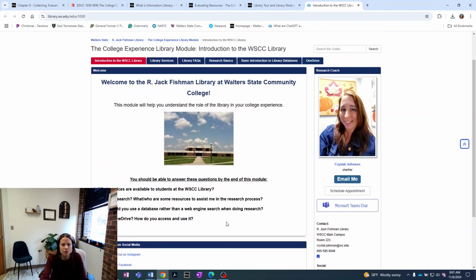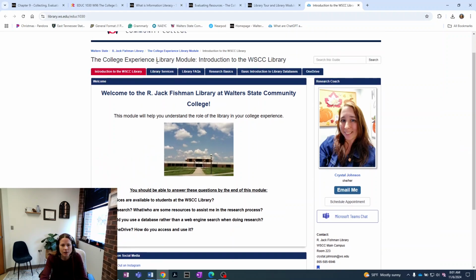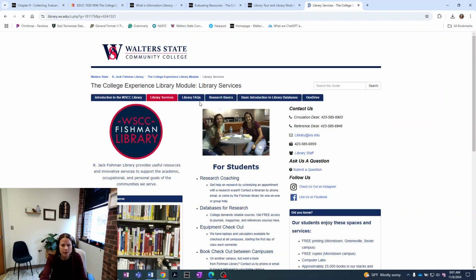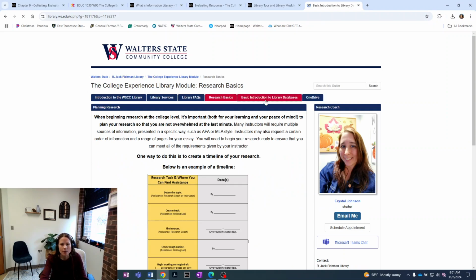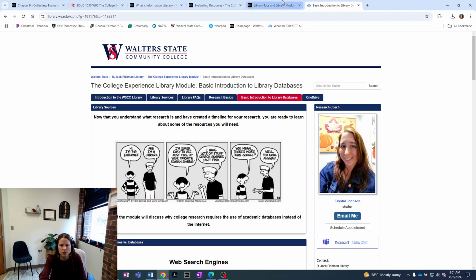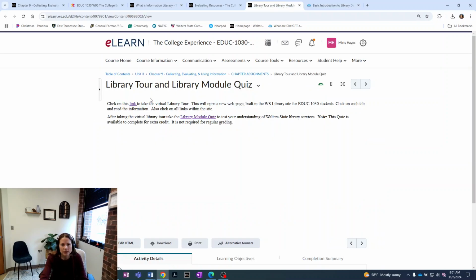To navigate through the module, you will use the tabs at the top. As you click through them, it will take you through different sections of the module, and that's how you'll navigate the module. One of the things you notice when you click on the library tour is there's a link, which is where we were just at, that you do the virtual library tour. But there's a second link that's going to take you directly to that bonus module quiz. Remember, this is for extra credit. This is not required for grading.